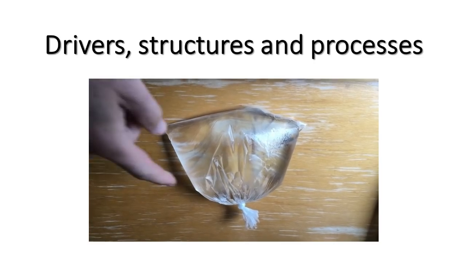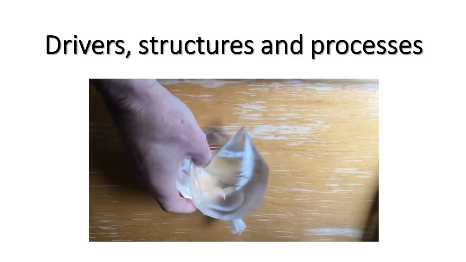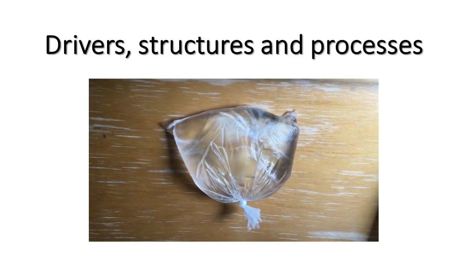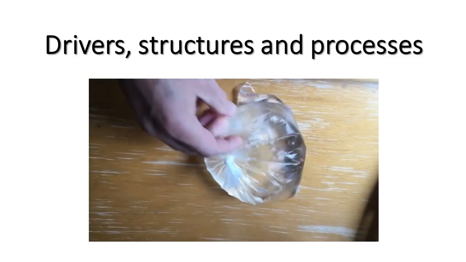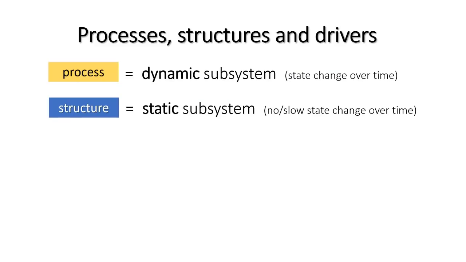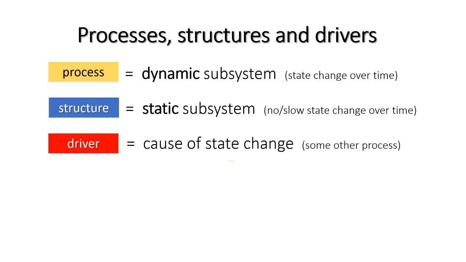This plastic bag is flexible, so its shape changes as I manipulate it. But even so, the plastic bag is the structure that contains and shapes the hydraulic processes of the water it contains. So if you like, you can think of structures as slow processes, subsystems that change only little relative to the processes that they shape. By driver, we mean the cause of change. My hand motion was driving the bag's shape change, and that change was driving the water flows inside.